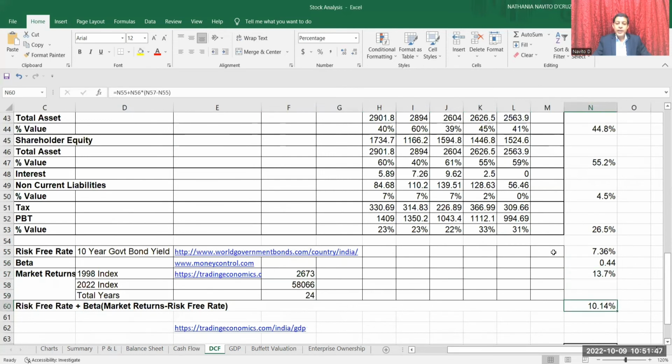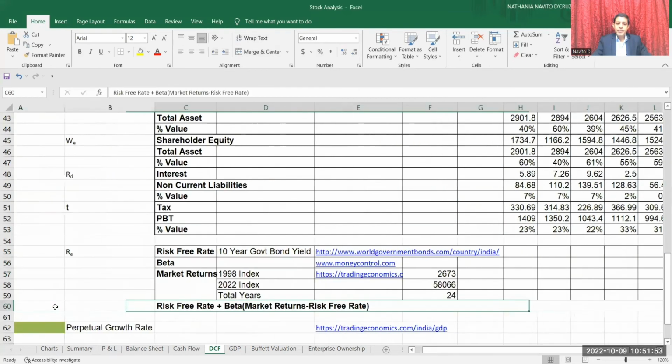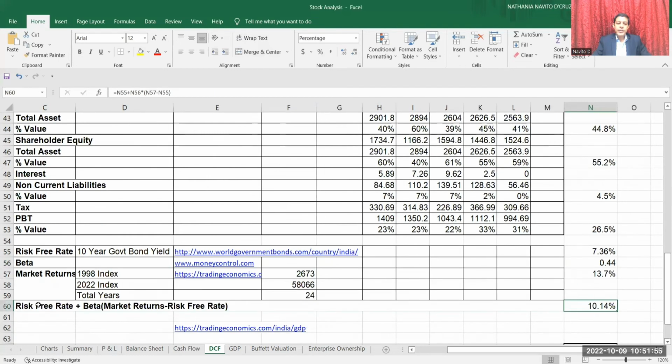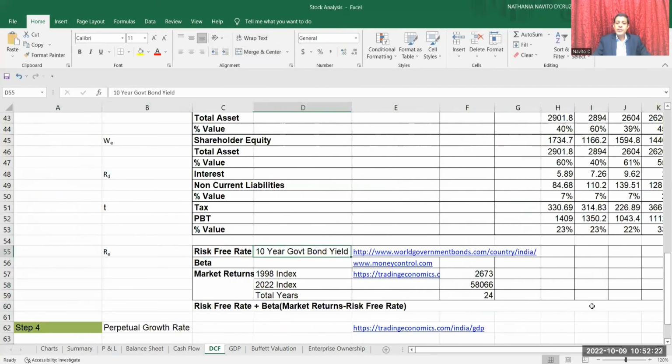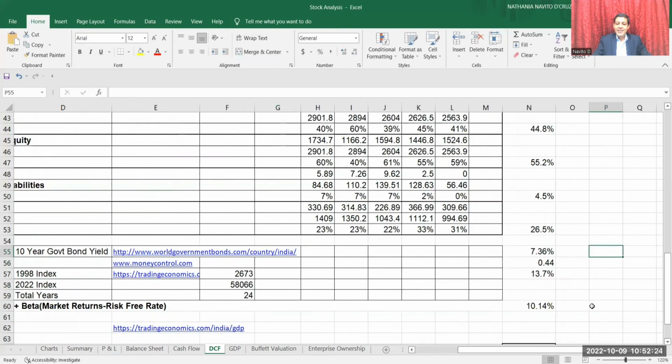And then finally we calculate the total cost of equity. So to calculate cost of equity, we take the risk-free rate, that is 7.36. You see here 7.36 plus we take the beta, which is at N56, and then we subtract the market returns with that of the risk-free rate to get the total cost of equity. So the cost of equity is 10.14%.